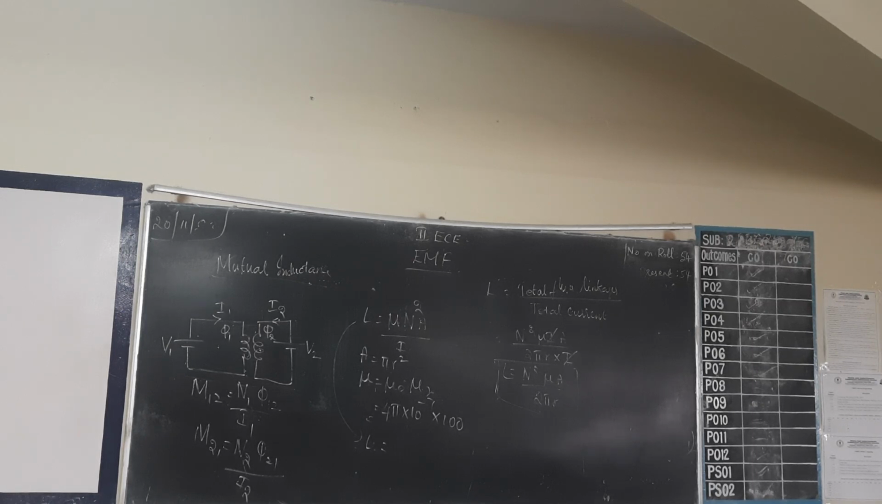Our radius is given in centimeter or meter? Centimeter. Convert everything into meters and proceed. All the values are in centimeters. Convert it into meter and proceed. 8 into 10 power minus 2.